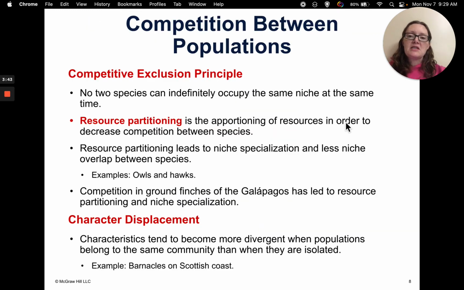Now, the competitive exclusion principle is that no two species can indefinitely occupy the same niche at the same time, because one is going to outcompete the other since they need the same resources. Resource partitioning is the appropriation of resources in order to decrease competition between the species. And then character displacement: characters tend to become more divergent when populations belong to the same community than when they are isolated.